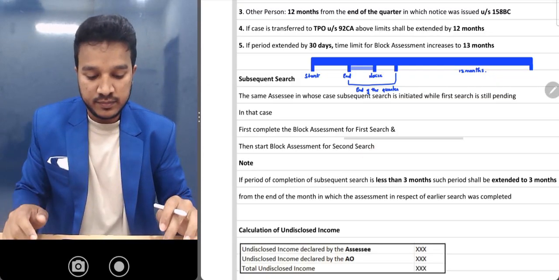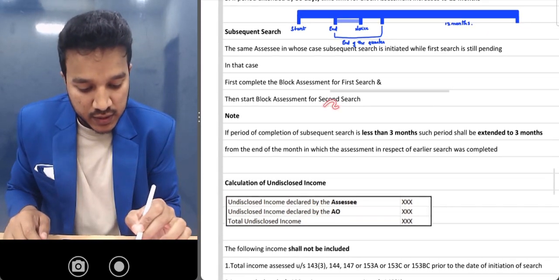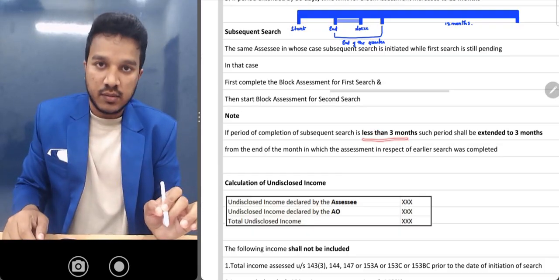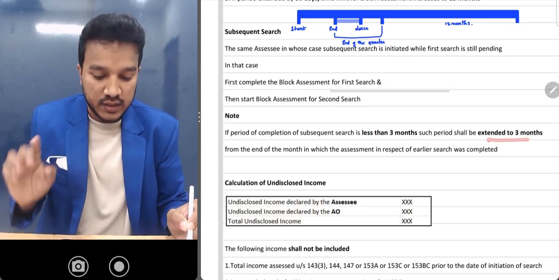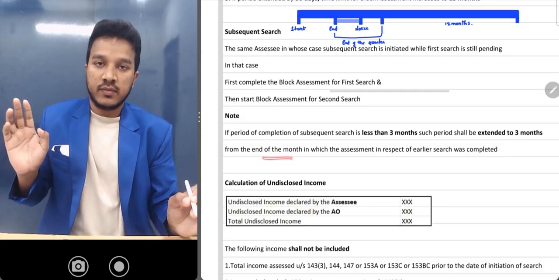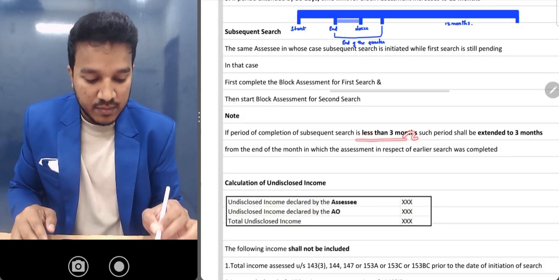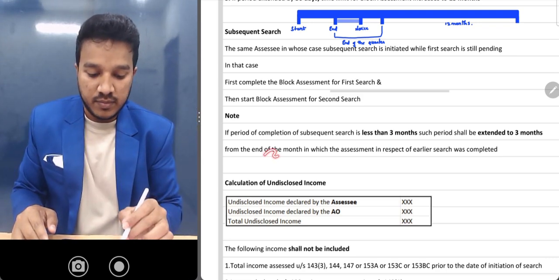Clear? Note, if the period of completion of subsequent search, देखो ये second search complete करने के लिए time limit is less than 3 months, then in that case that time will be extended to another 3 months from the end of the month. इतना याद रख लो बस, ठीक है. Subsequent search के लिए if the time limit is less than 3 months, then that period will be extended to 3 months, okay, from the end of the month.